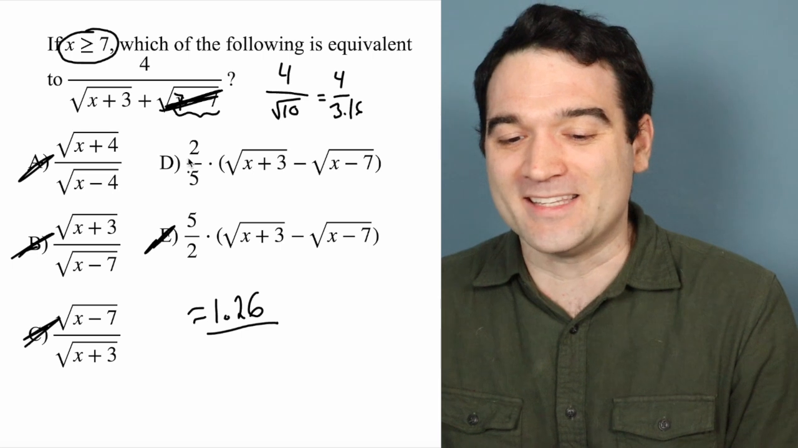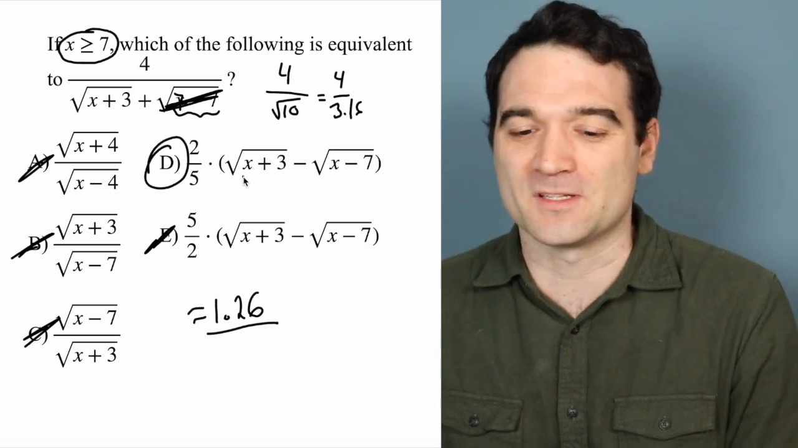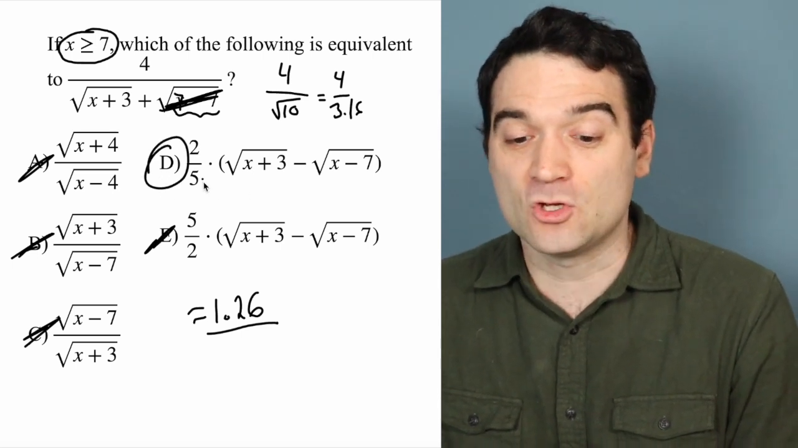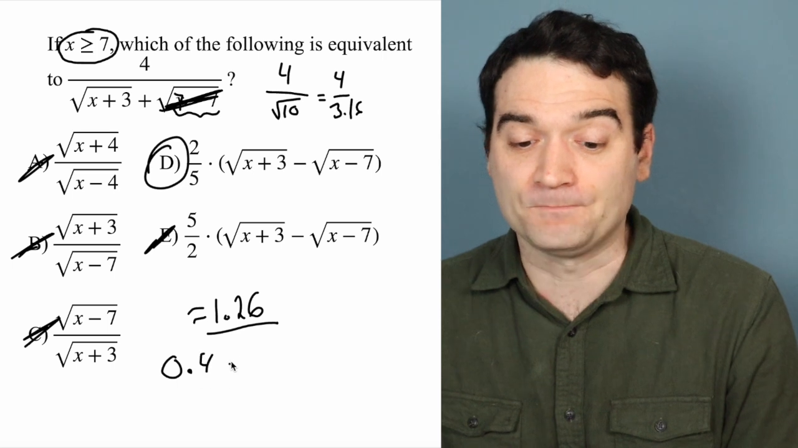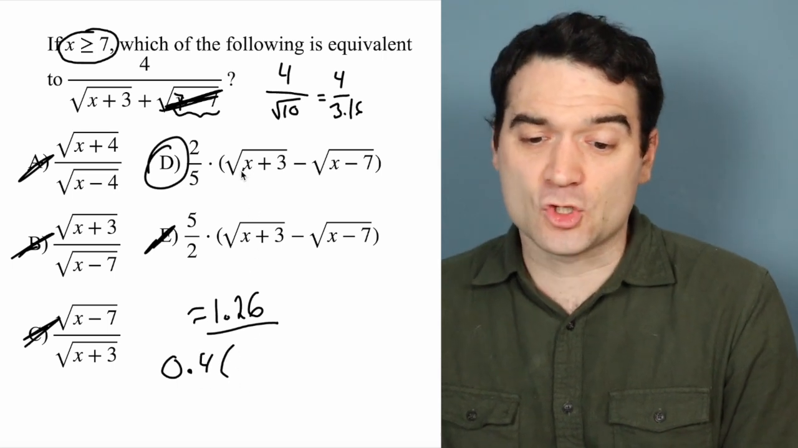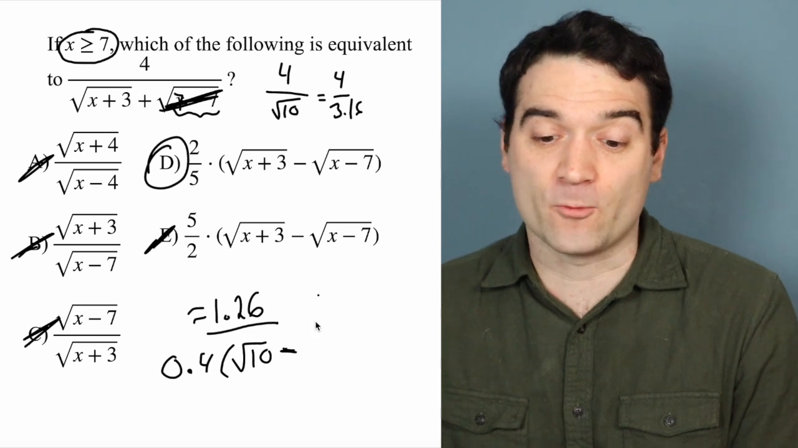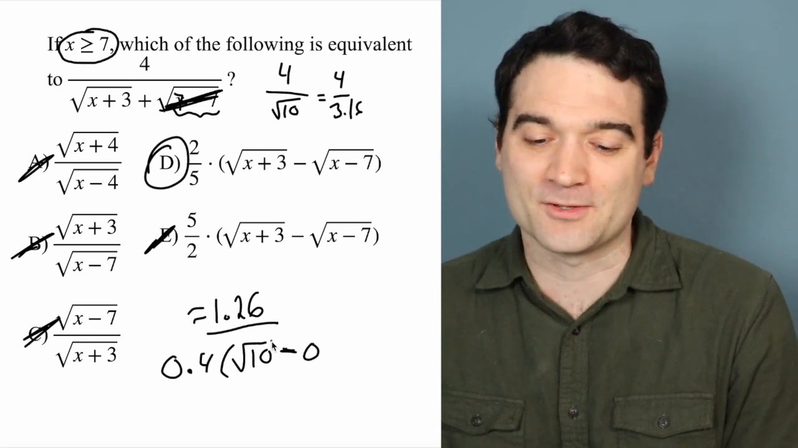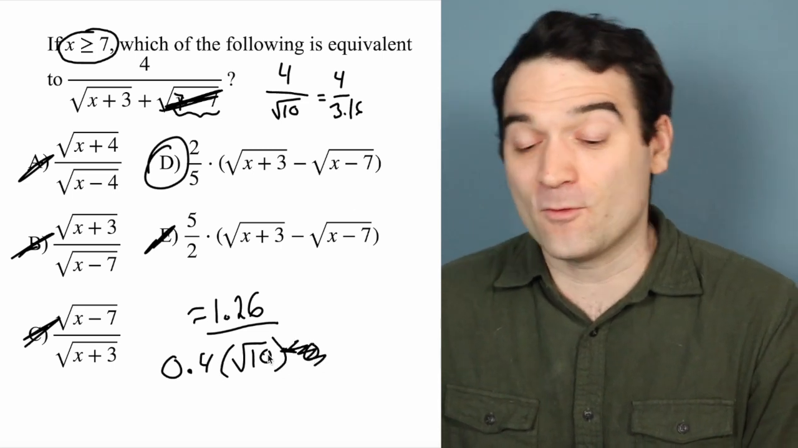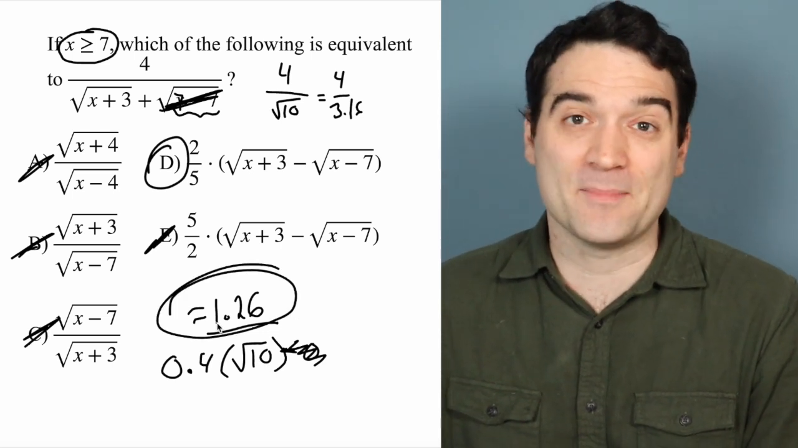The only one that does, and I'm zipping through this a little bit, is this one, right? 2/5 or 0.4 times the square root of 10 minus the square root of 0, which is 0. So I'll just say the square root of 10. And 0.4 times the square root of 10 does come out to that number.